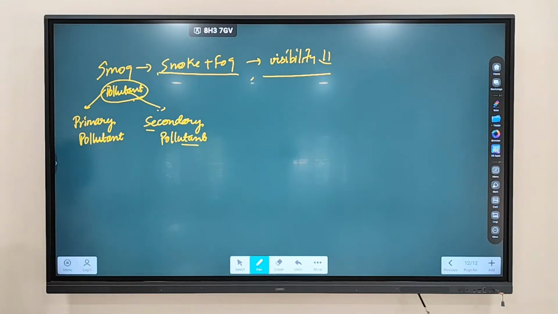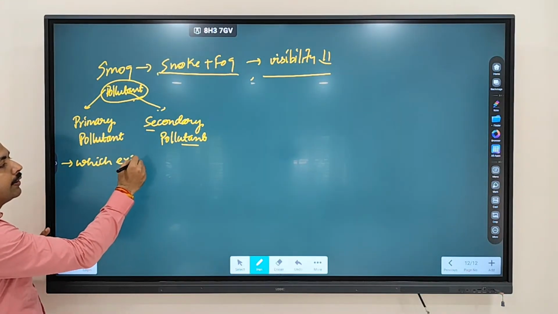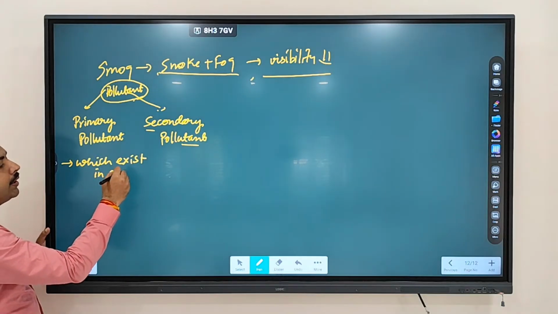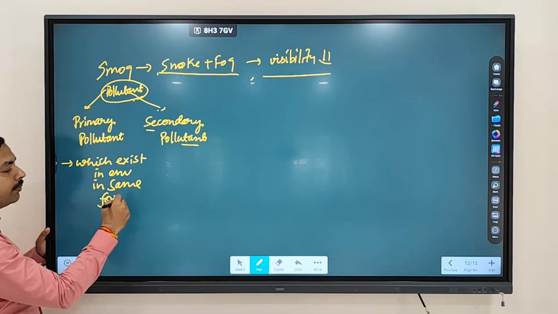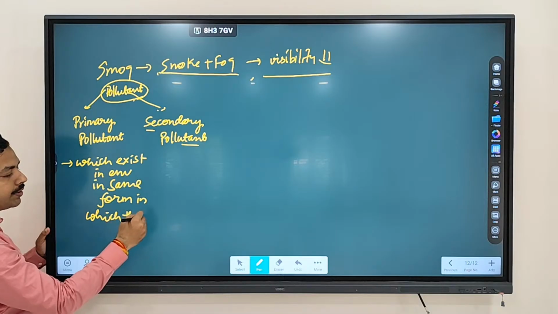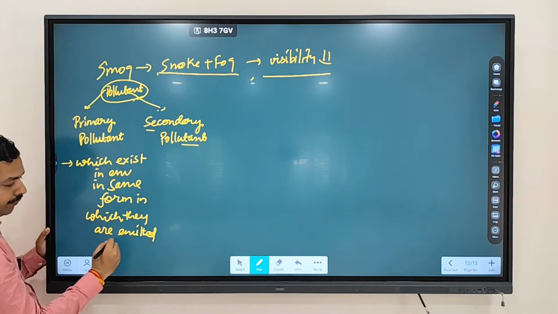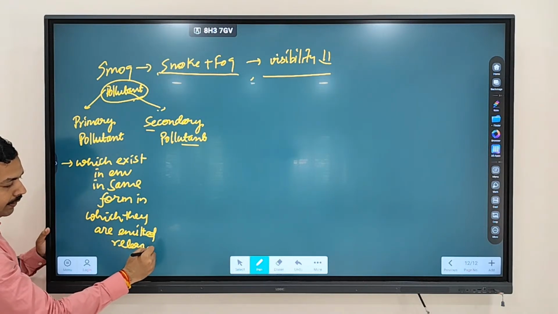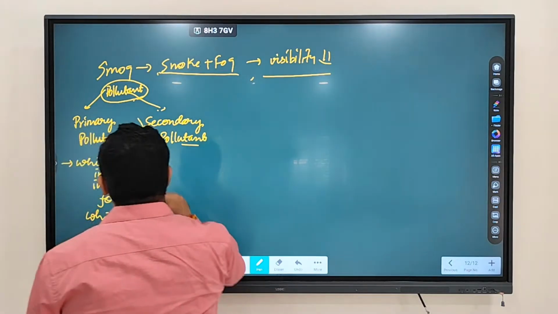These are those kinds of pollutants which exist in the environment in the same form in which they are emitted or released. Those types of pollutants are referred to as a primary pollutant. Clear? What is a secondary pollutant?